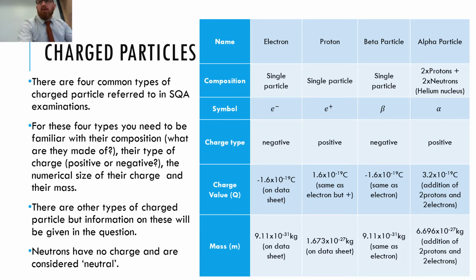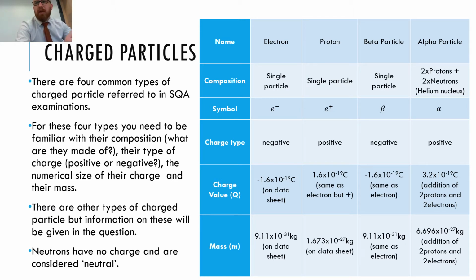So the first thing we need to learn is there are four types of charged particle that you're expected to be familiar with at Higher. And if you're given anything else apart from these four types, then you will be given information on the question paper or in the question. Now, for each of these four, you need to be familiar with their composition, in other words, what it's made of, what the symbol is, what type of charge it has, positive or negative, what its charge value is in coulombs, that's symbol Q, and its mass.